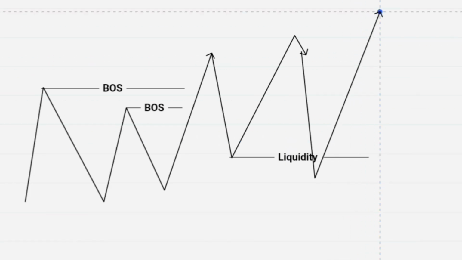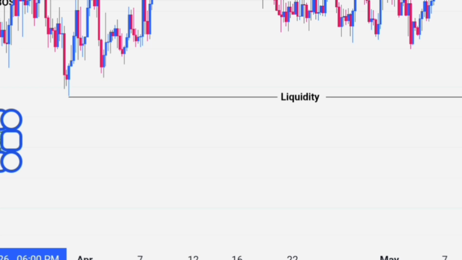The first retracement is to trap impatient traders. Then once the liquidity has been collected, the real move begins. And that is exactly what happened on GBP CAD.